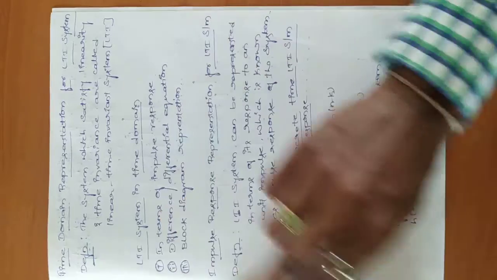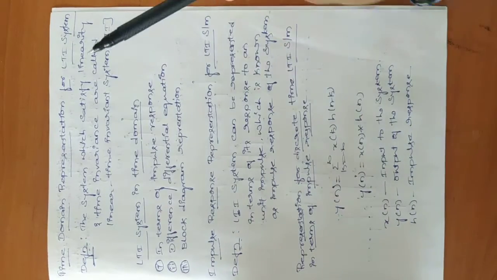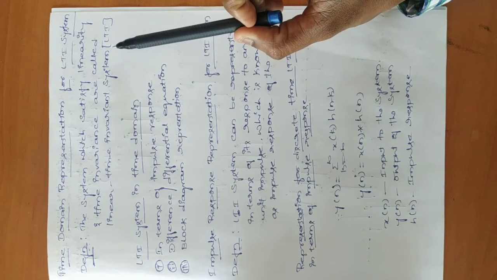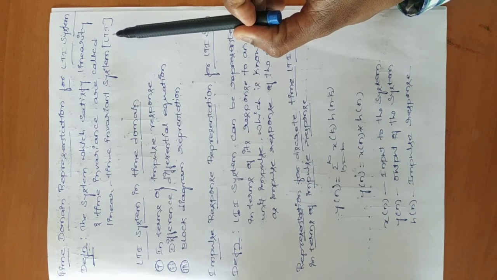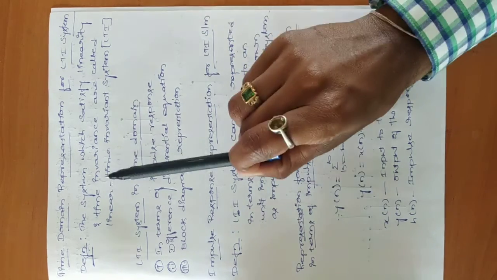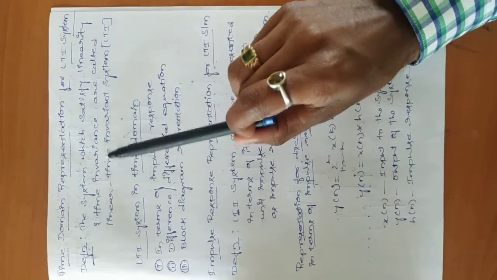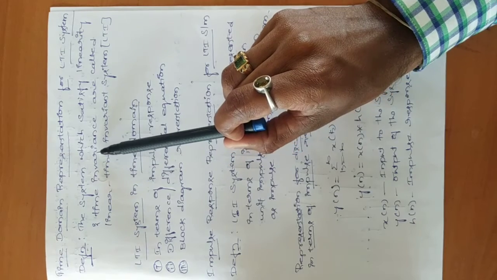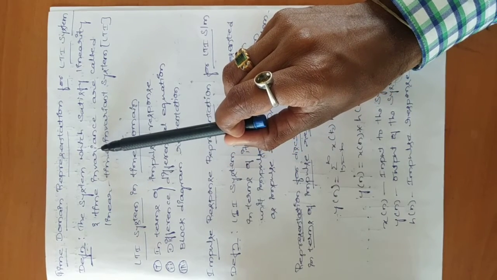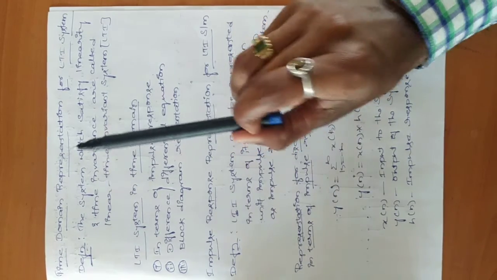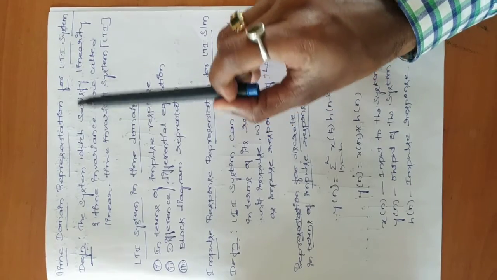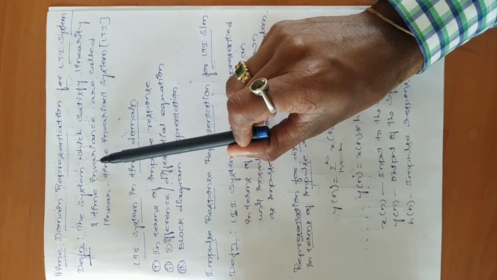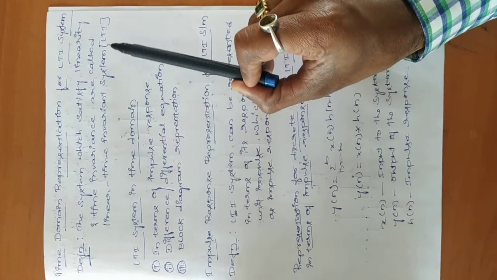And here is the definition. A system which satisfies linearity and time invariance is called a linear time invariant system, or LTI system. You have already studied time invariance and linearity. Linearity depends upon the superposition theorem, and time invariance depends upon the input and output of the system.